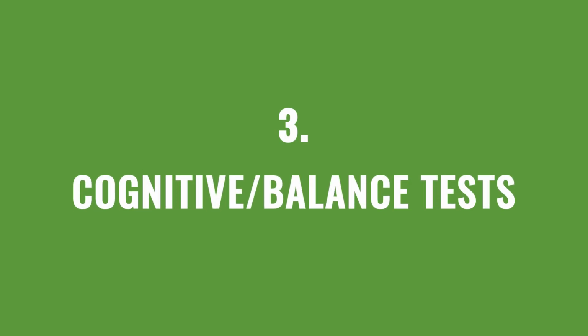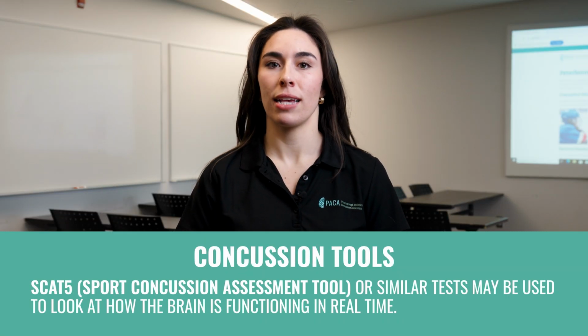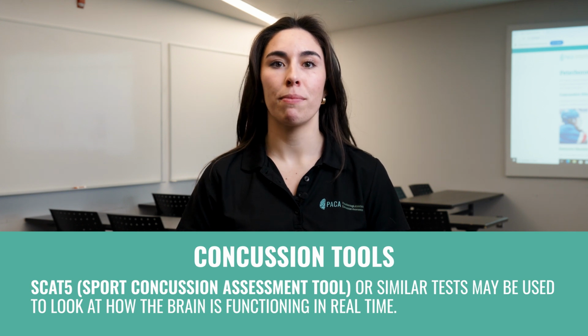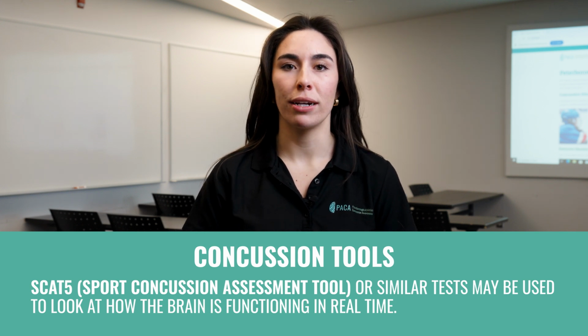3. Cognitive and balance tests. Tools like the SCAT-5 Sport Concussion Assessment Tool or similar tests may be used to look at how the brain is functioning in real time. This is why self-reporting symptoms is absolutely essential. If a student or athlete tries to hide how they're feeling because they don't want to miss a game, for example, they're risking a longer recovery and a more serious brain injury.